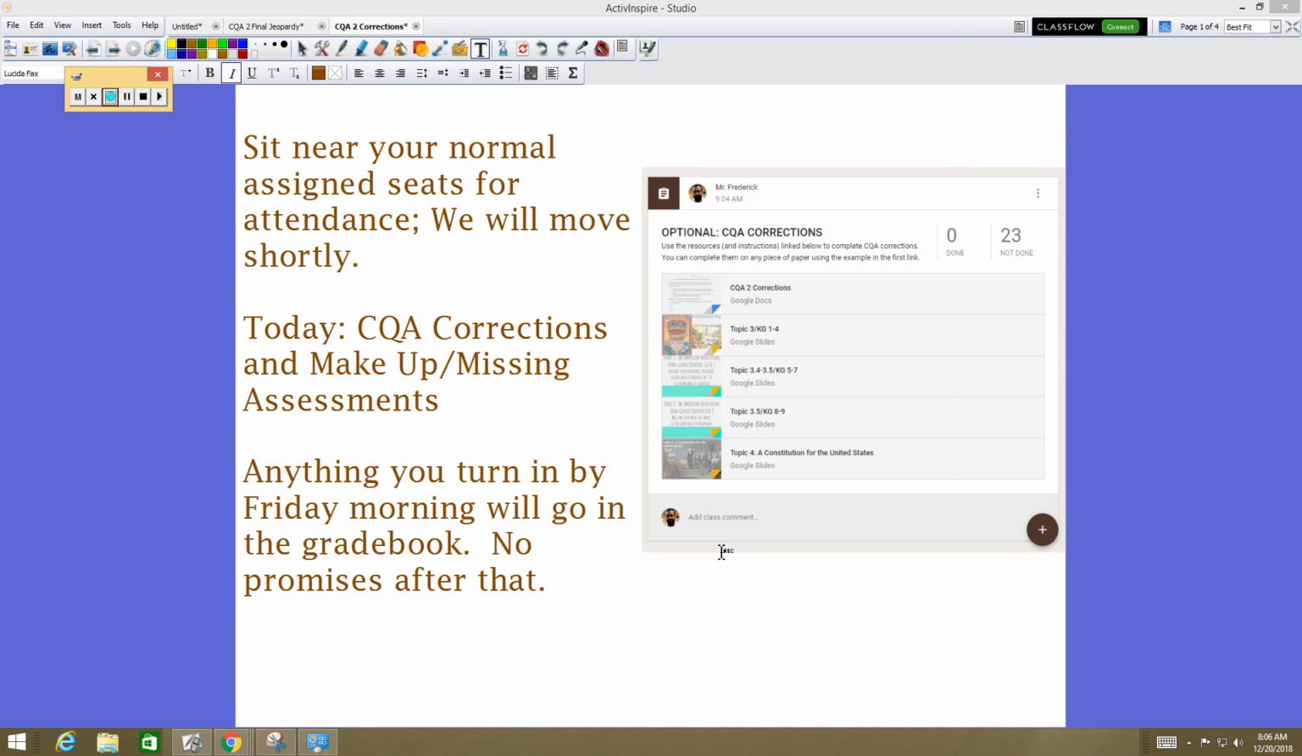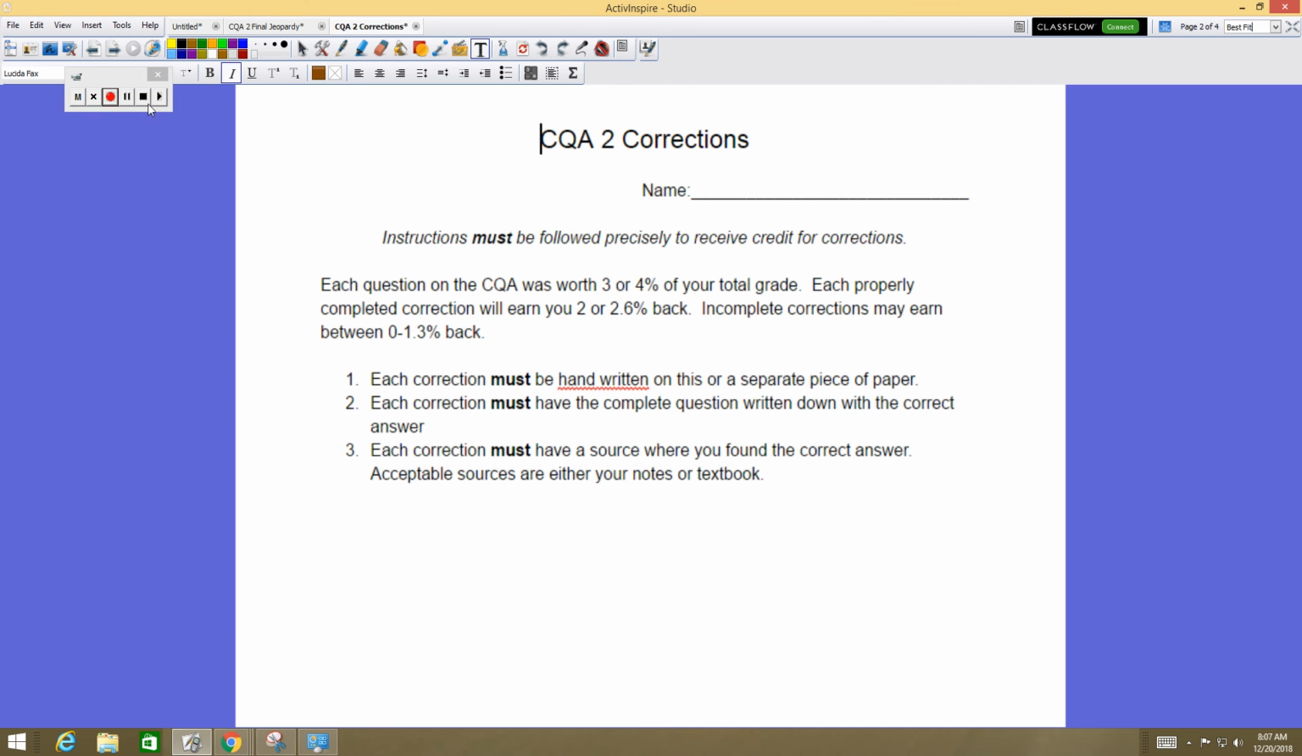And also, as long as you give me your corrections by Friday morning, I can definitely get them in the grade book. If you do them during the day tomorrow, I probably can. But the last day before the end of the semester is always a little chaotic, so I can't promise anything on that point. So the form you're going to get when you click on the link, or you can have a paper copy, this is what the heading will look like.